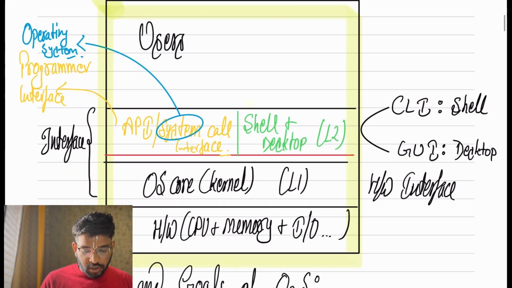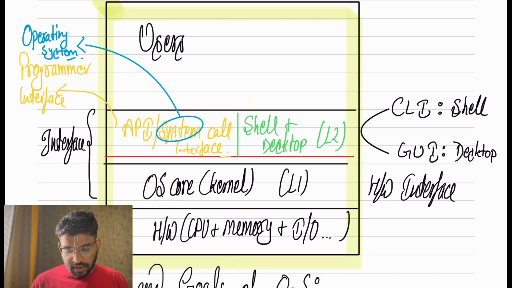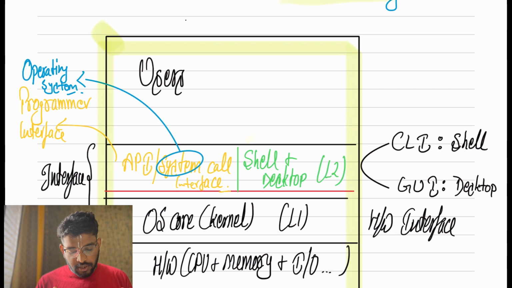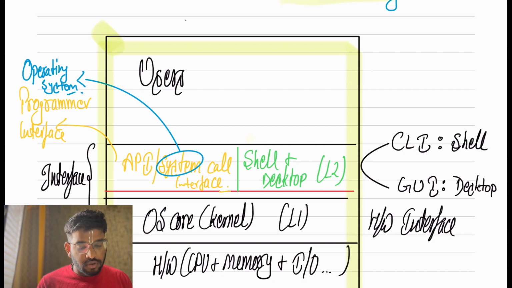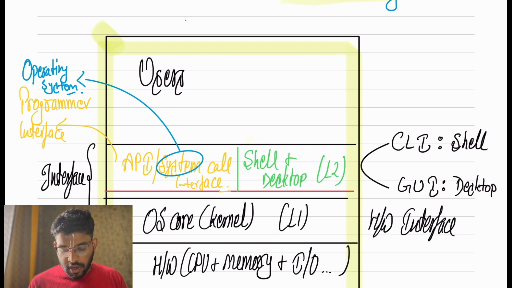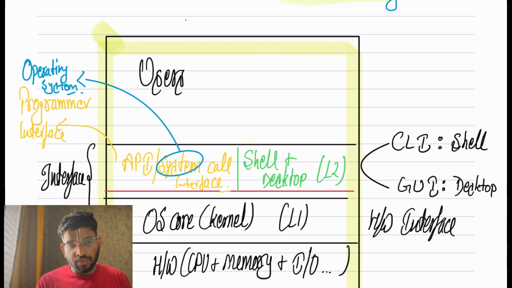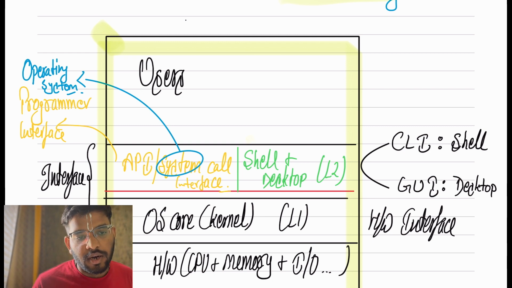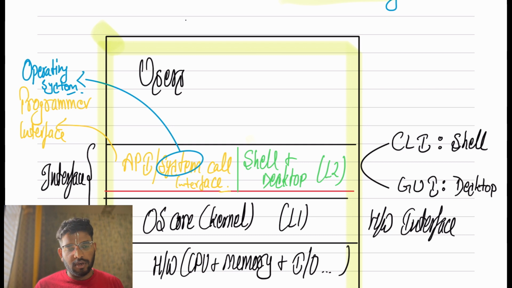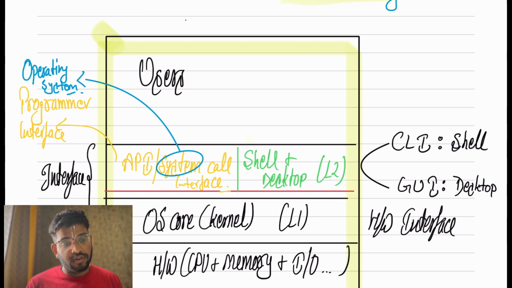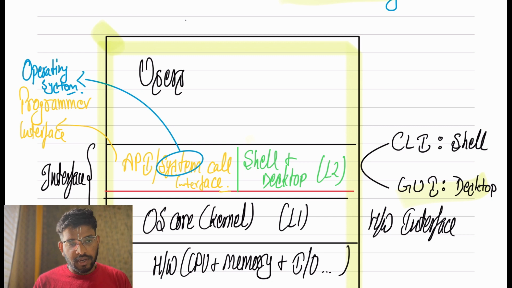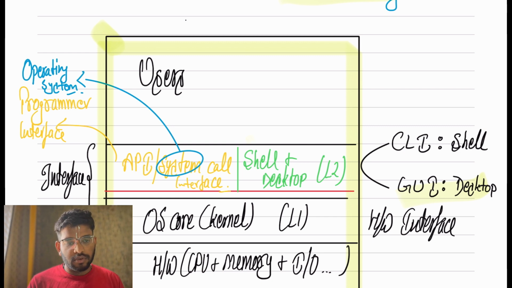The OS kernel layer interacts with the hardware, while layer 2, which includes shell or desktop, interacts with the user. So basically, there is a user which interacts with a shell or desktop, which we can say is a GUI. Then that GUI interacts with the kernel layer, which translates into instructions which can be executed on the hardware.